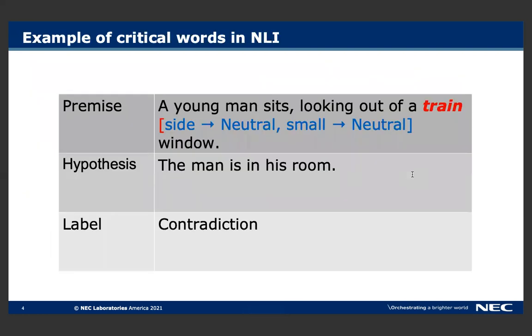Here is an example. Our premise is "a young man sits looking out of a train window," and our hypothesis is "the man is in his room." This is a contradiction because he can't be on a train and in his room at once. Our language model has some probable replacements for "train," namely "side" and "small." And these alternatives make the example no longer a contradiction, but neutral. So "train" is a critical word.